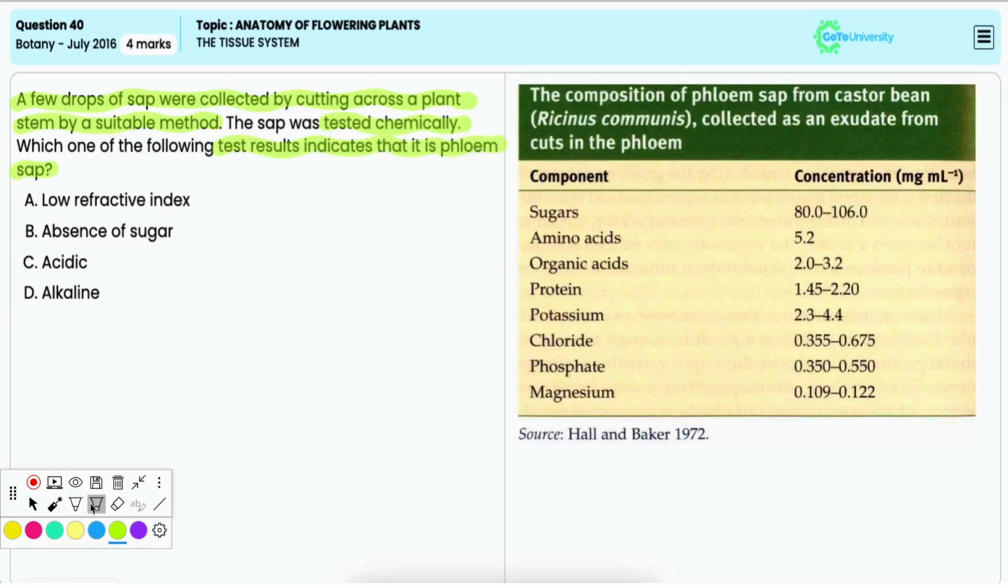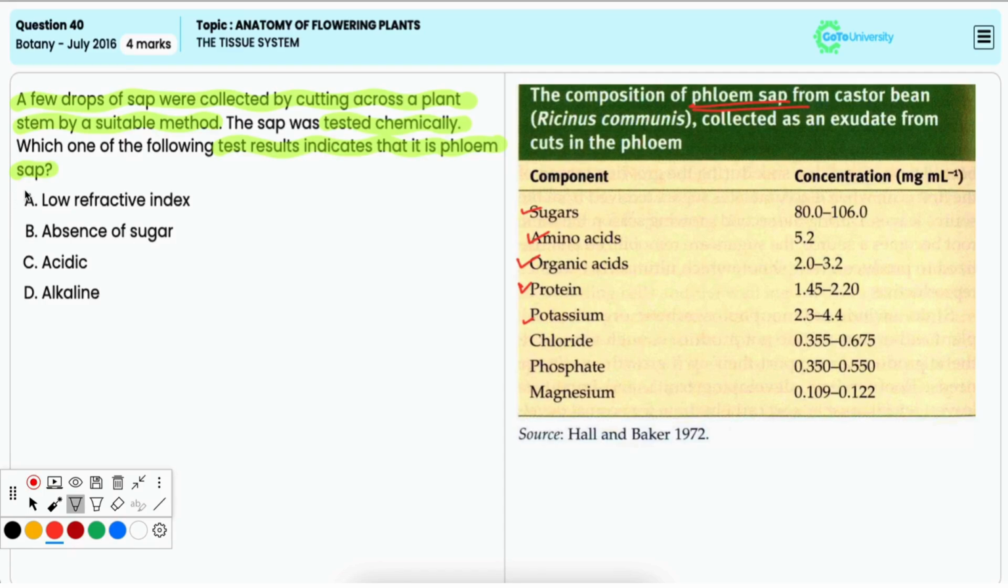Now, phloem sap usually consists of water and sugars, amino acids, and other organic compounds. So, it has specific characteristics that help to identify it. Now, coming to the options, option A, lower refractive index.